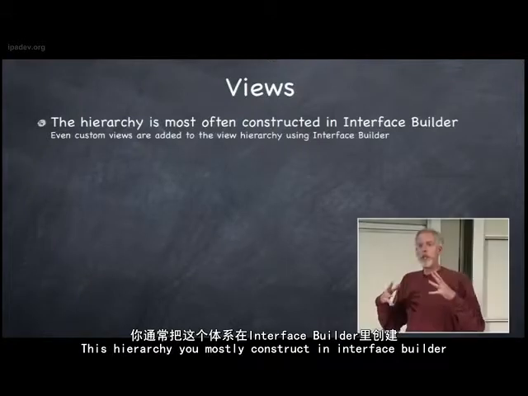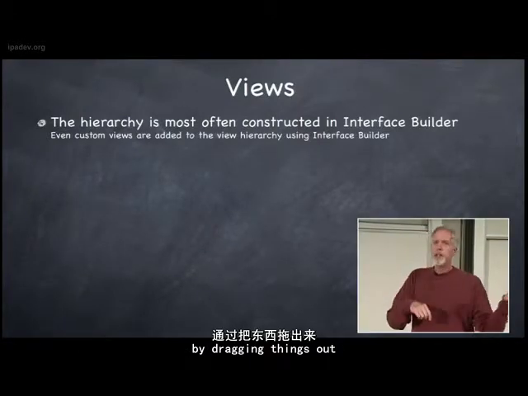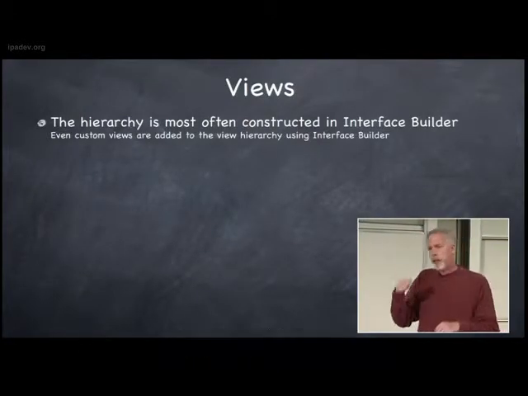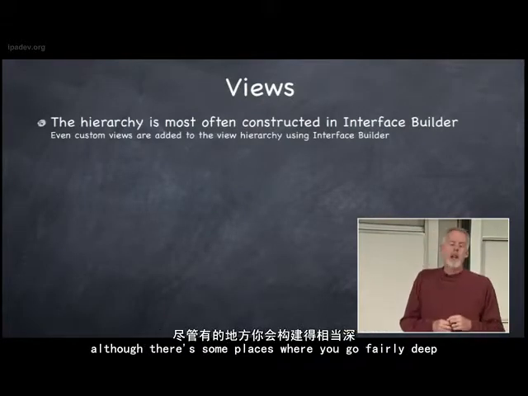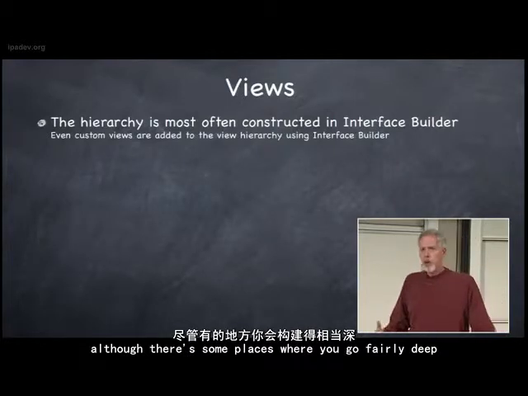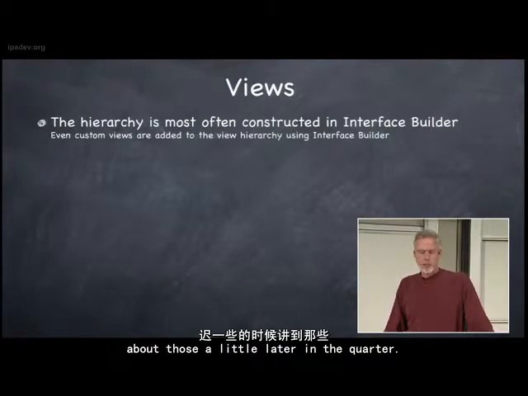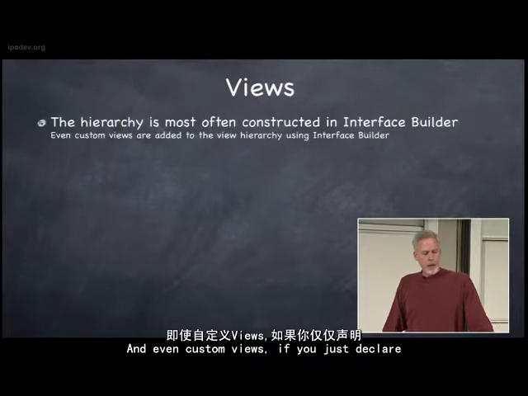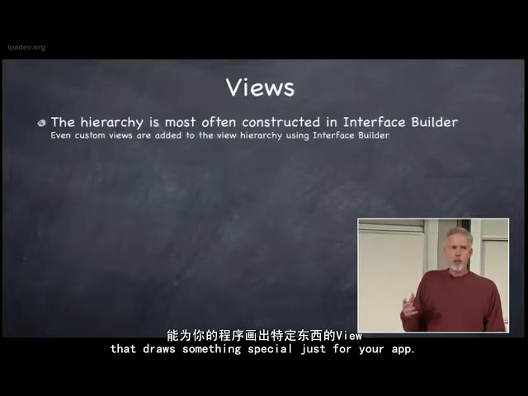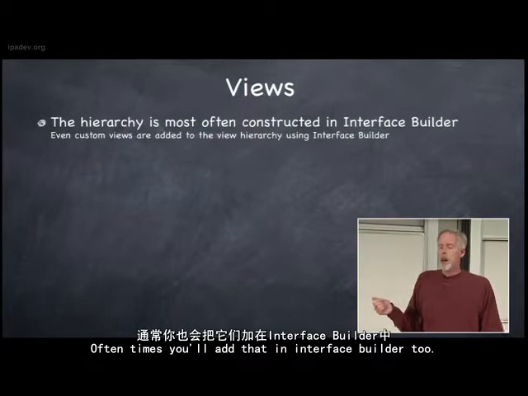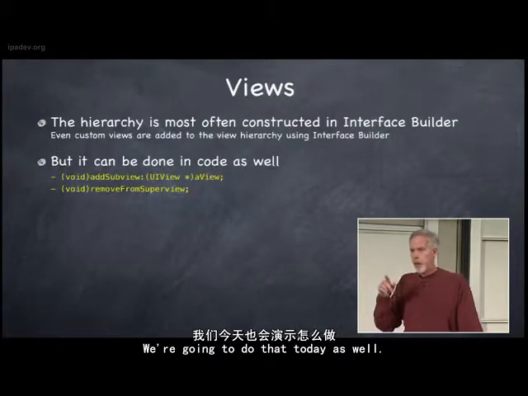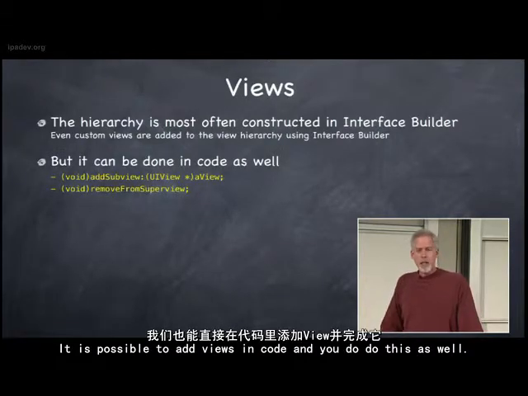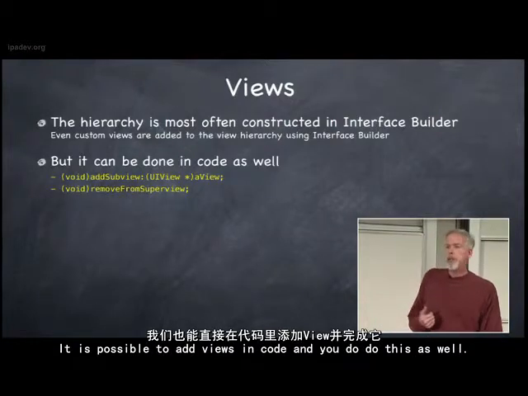This hierarchy you mostly construct in Interface Builder by dragging things out and dragging things on top of other things. And the hierarchy is usually fairly shallow. You're not usually going really, really deep. Although there are some places where you go fairly deep, and we're going to talk about those a little later in the quarter. And even custom views, if you write some custom view that draws something special just for your app, oftentimes you'll add that in Interface Builder too. And we'll talk about how to do that. We're going to do that today as well. It is possible to add views in code, and you do this as well.